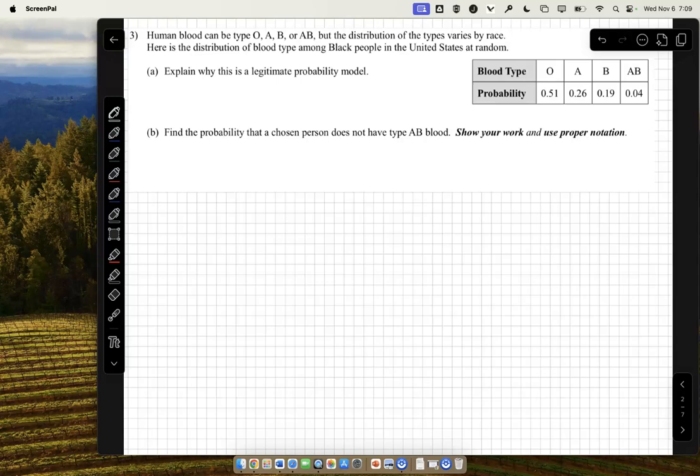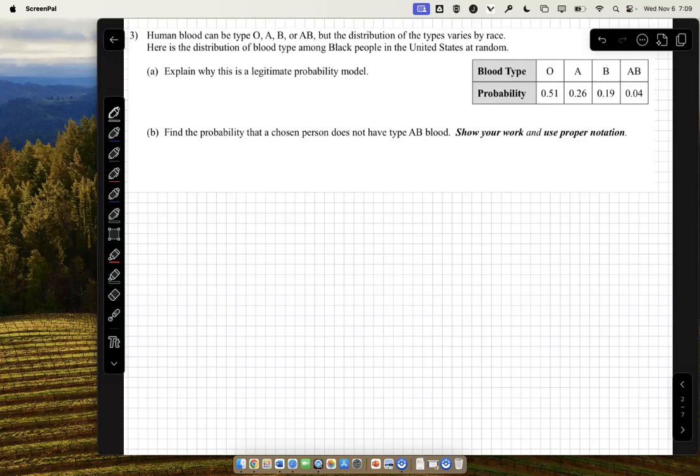The following video is going over problems 3, 4, and 7 from the 5.2a worksheet. Problem 3 says human blood types are O, A, B, or AB, but the distribution of blood types varies by race. Here is the distribution of blood type among black people in the United States at random. And we're asked, why is this a legitimate probability model?